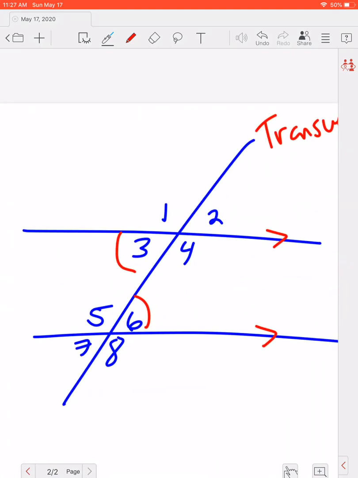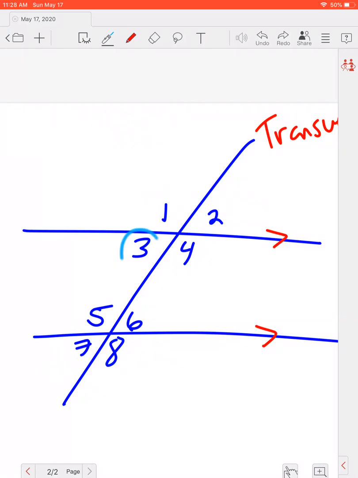Okay, next, if we look here, we'd have alternate exterior, and alternate exterior is when we're looking at the parallel lines, opposite sides of the transversal but outside the parallel lines. So 1 and 8 are alternate exteriors to each other. 2 and 7 are alternate exterior. So if I knew that 2 was 35, I would also know that angle 7 was 35. If I knew angle 1 was 75, then I would know that angle 8 was also 75. And knowing that 1 and 2, 7 and 8 also have to add up to 180.